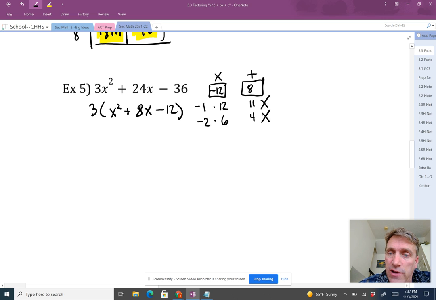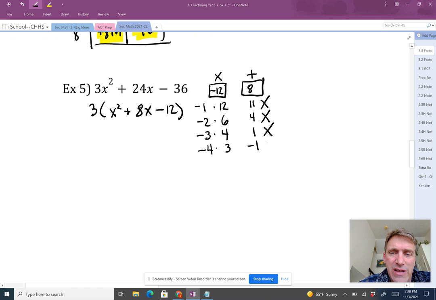So that's also not what we're looking for. Negative 3 times 4 is negative 12. Negative 3 plus 4 is 1. And that's also not what we're looking for. And if I go to negative 4, then it just flips it on its head here. Negative 4 times positive 3 would be negative 12, but negative 4 plus 3 is negative 1, and now we're getting into negative numbers.